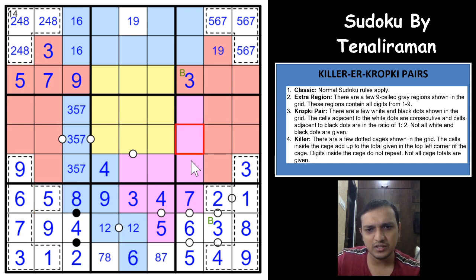So let's see this pink region now. There are 4 cells already written in this pink region. And 6 would have to be in a pink region. Cannot be in these 3 cells. Cannot be here. So this would have to be a 6. And the remaining 4 digits are 1, 2, 8 and 9. Right?